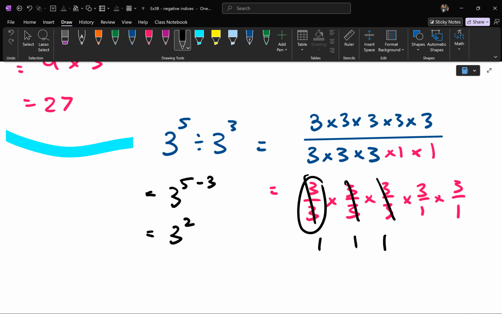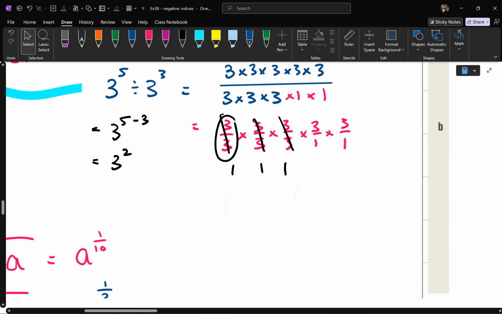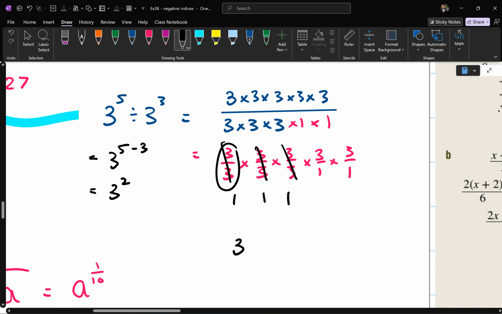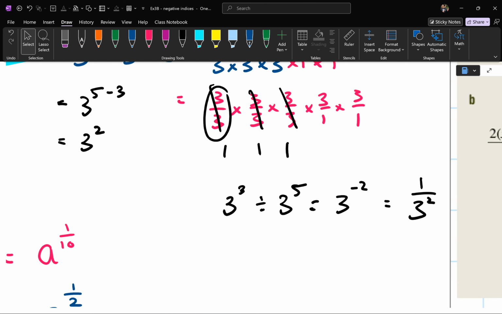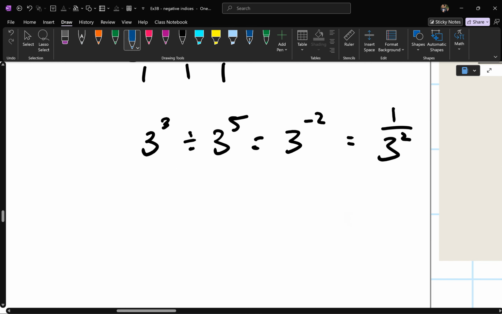This is also one of the reasons why number 7 is true. So if you think about rule number 7, what's rule number 7? If I flipped it around, if I said 3 cubed divided by 3 to the power of 5, you can see the logic now. This would be 3 to the power of negative 2, and you guys told me it's the reciprocal. Well, why is that? Same thing. If you actually drew it out, it makes a lot of sense.